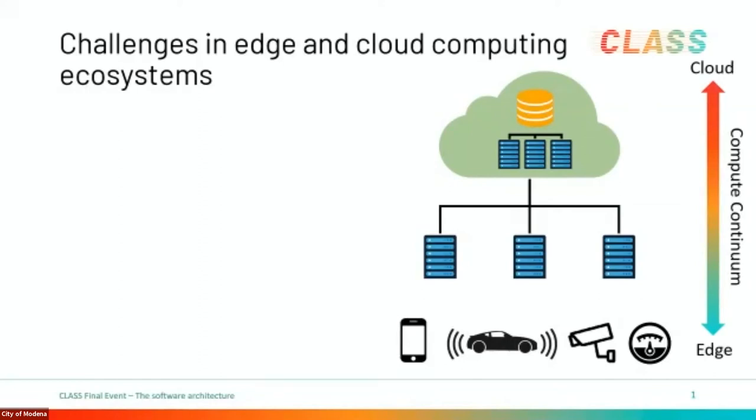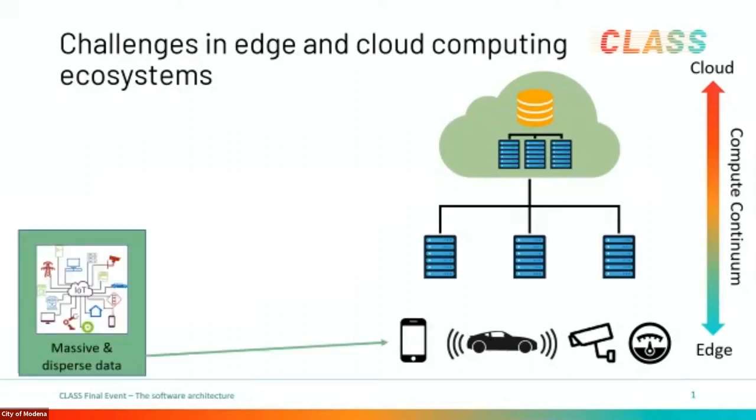Now, there are several challenges in that, because first of all, we have to deal with a massive number of heterogeneous resources that are also geographically distributed. So in our example, we have a network of cameras across the city, we have the smart cars that are moving, et cetera. So if we want to keep the computation close to the data sources, and the data sources keep moving and are heterogeneous, this is a challenge.